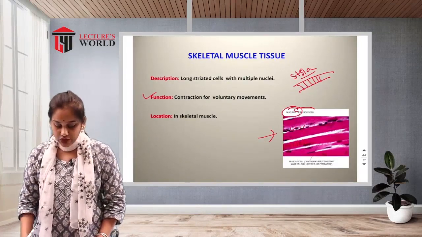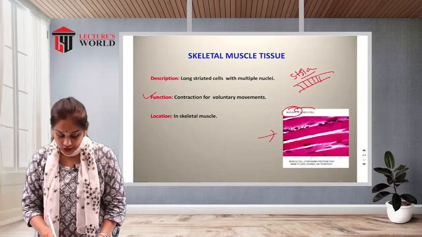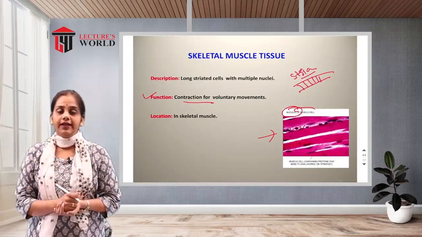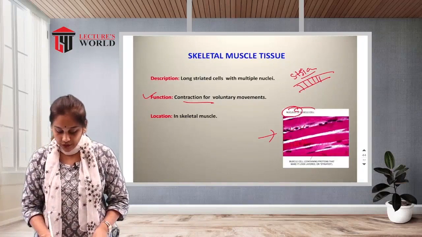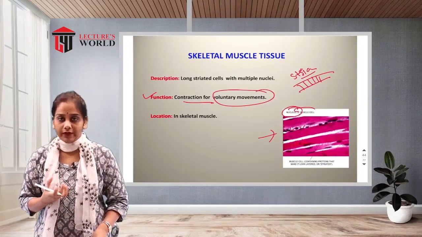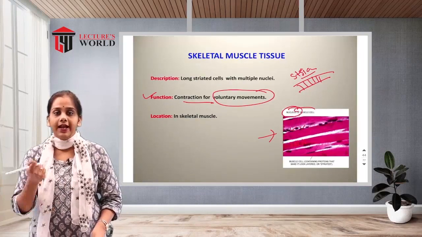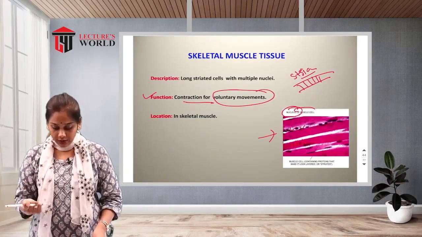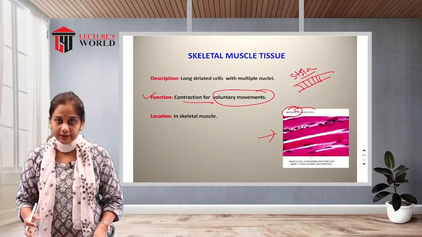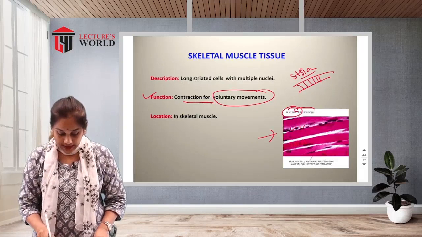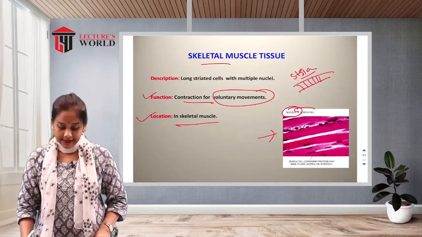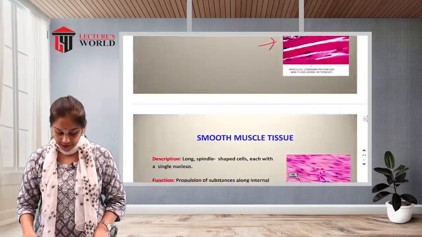Then the function. What is the major function of this muscle tissue? Skeletal muscle tissue contracts for voluntary movements. What is voluntary movement? There is control over that movement. I can control my movement. When I want to move my hands, that is a contraction for voluntary movement. So these are the skeletal muscles, and they are located in the skeletal muscles.